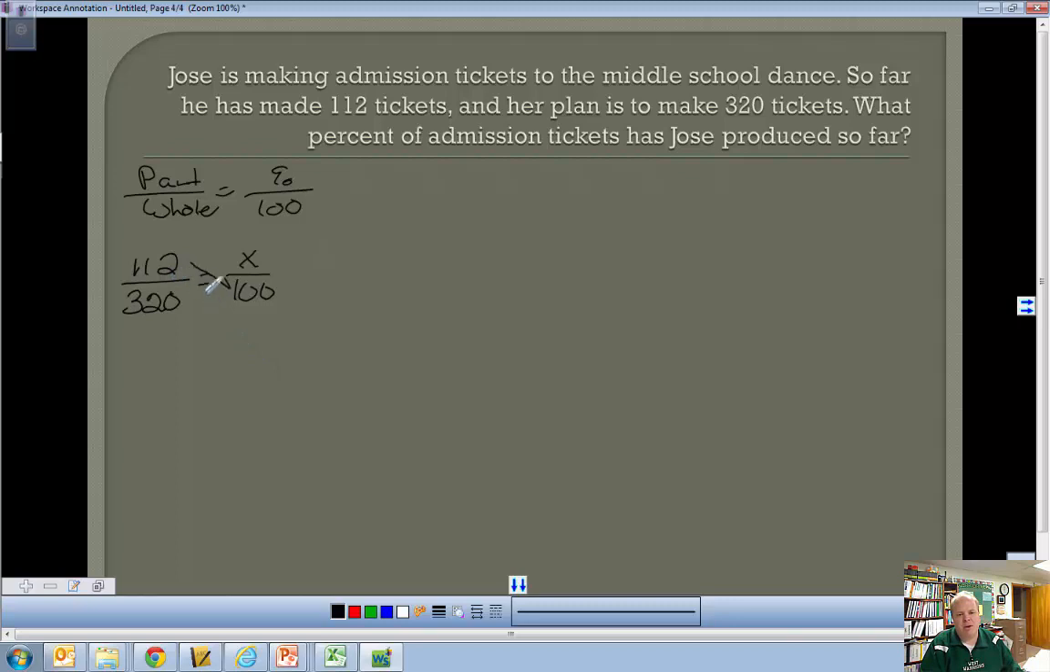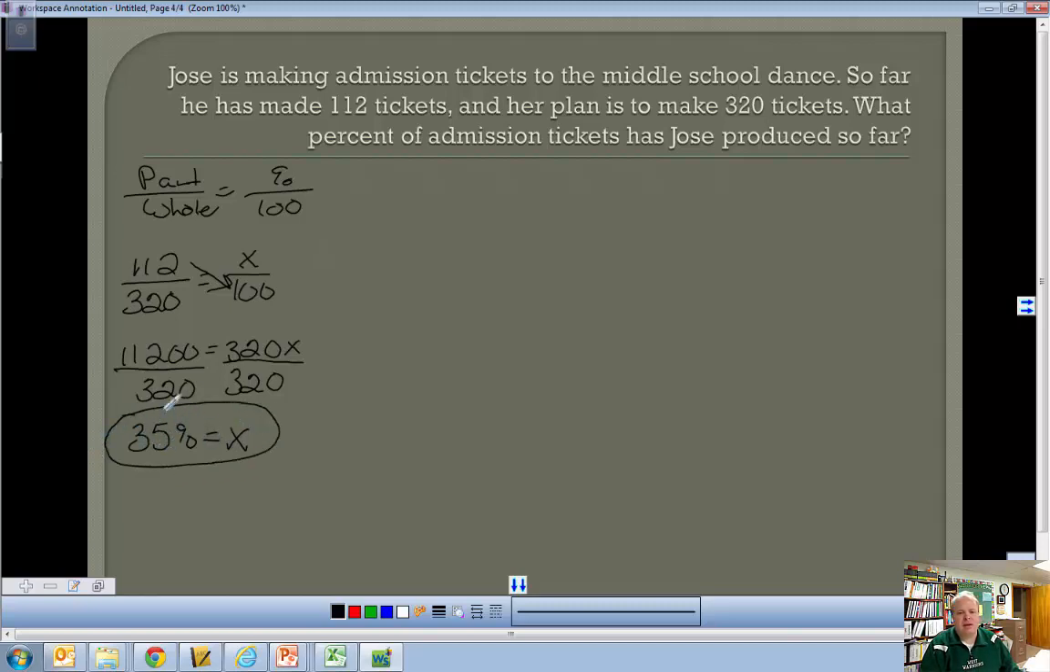There again, I multiply. So I have 11,200 equals 320x. I want to get x by itself, so what I have to do is the opposite, which is divide. So I'm going to divide by 320 on both sides, and x is going to equal 35. So my answer is 35%, because I'm looking for my percent.